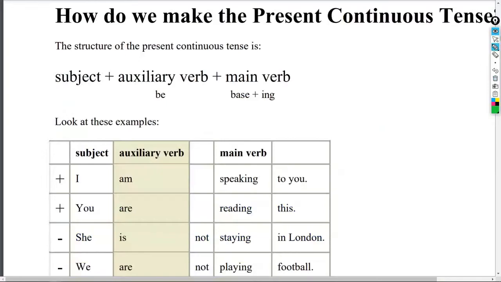Let us continue. So we have already discussed the formation of the present continuous. There will be the subject, there will be the auxiliary verb, there will be the main verb, and the main verb will be taking the ing form. Therefore, look at this table. I am speaking to you. You are reading this. She is not staying in London. We are not playing football.